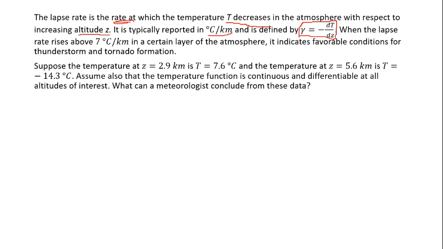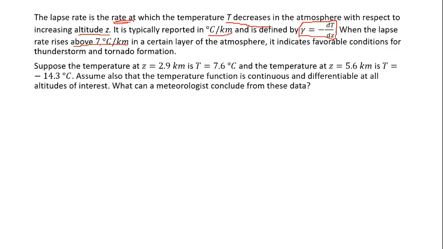If the lapse rate rises above 7 degrees Celsius per kilometer in a certain layer of the atmosphere, it indicates favorable conditions for thunderstorms, tornadoes, and other severe weather. We're not actually going to be using this 7 until a little later, for comparison's sake, but this is the cutoff: if the lapse rate rises above 7, we have potential for thunderstorms and other things.